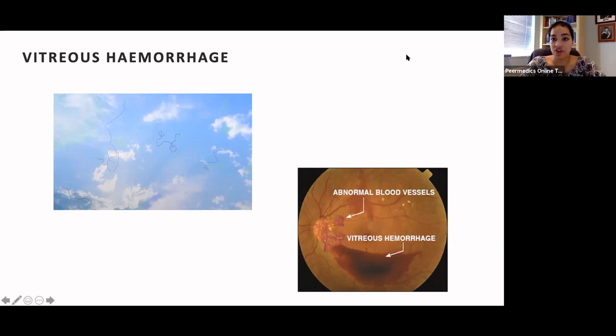And if you looked at it on fundoscopy, as they've done here, you've got the actual hemorrhage and some abnormal blood vessels, which is the neovascularization. And that's because the most common cause of vitreous hemorrhage is that proliferation.